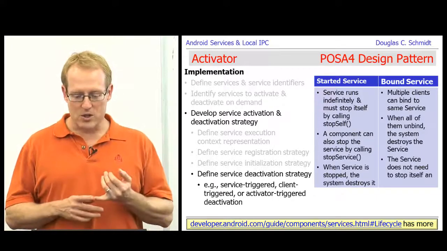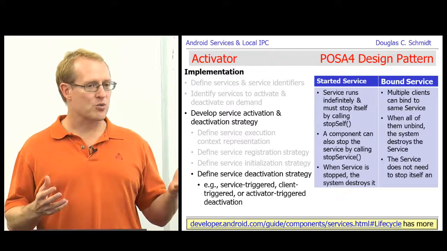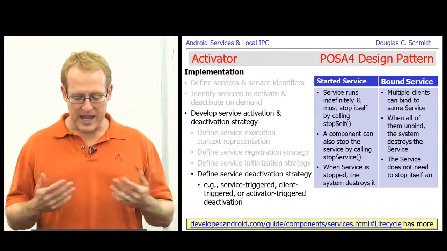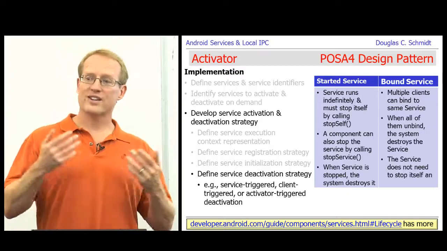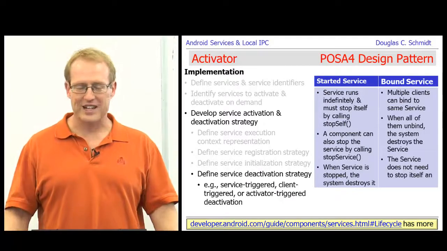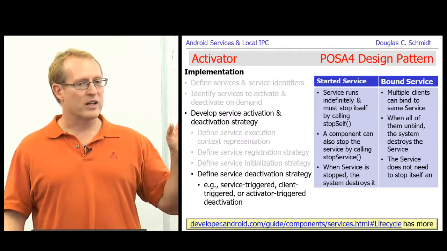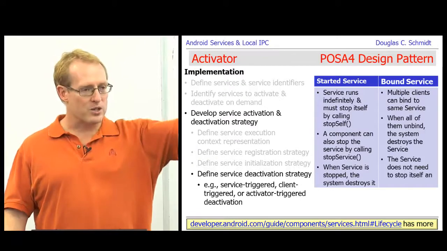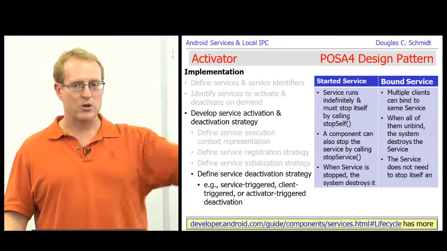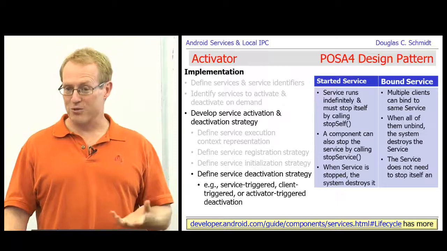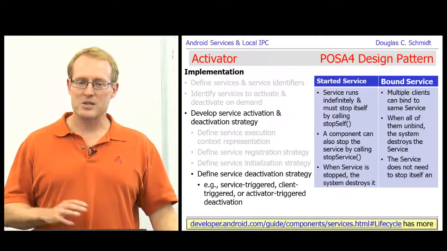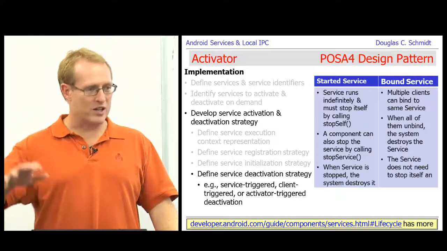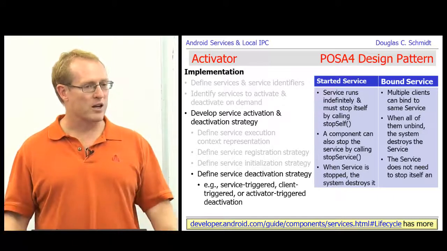So with started services, when the service starts to run, it'll run indefinitely, and it has to stop itself by calling stop self. So that's the service-triggered deactivation model. Or another component could say, service, I want you to stop yourself. So that's a client-triggered approach. And of course, the Android runtime system might notice that memory is getting low, and it may say, hey, you got to shut yourself down. So that's kind of the activator-triggered model.